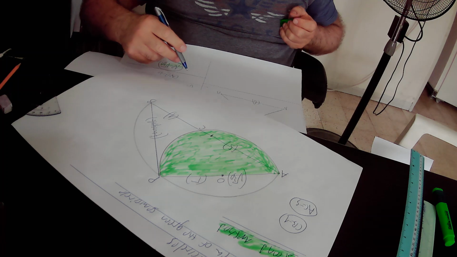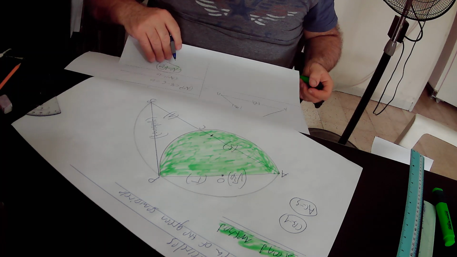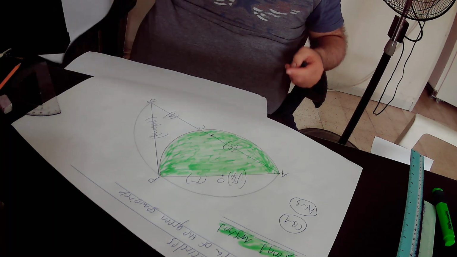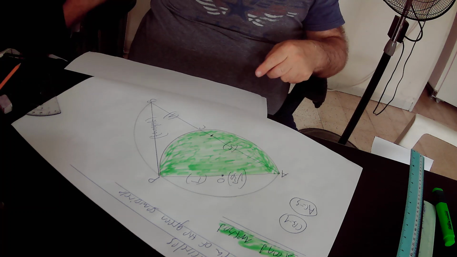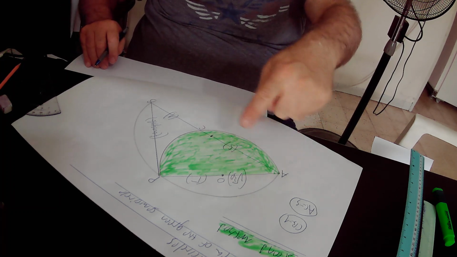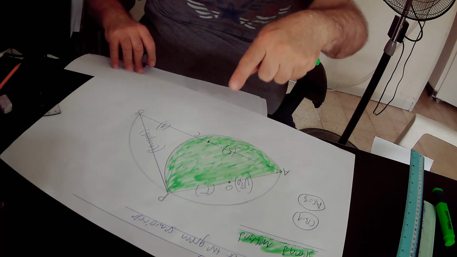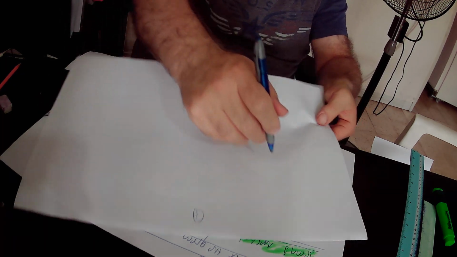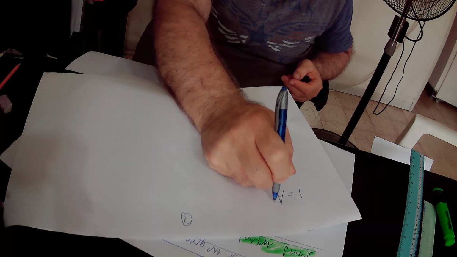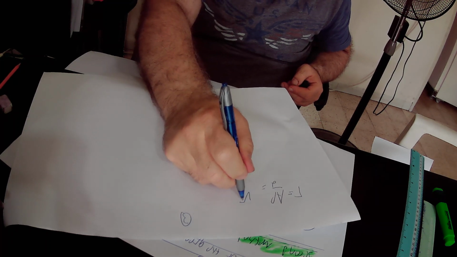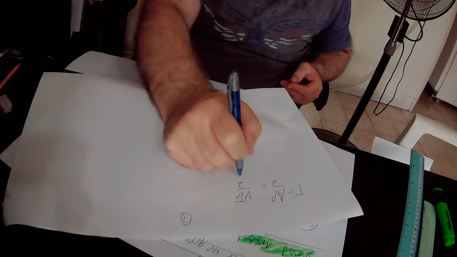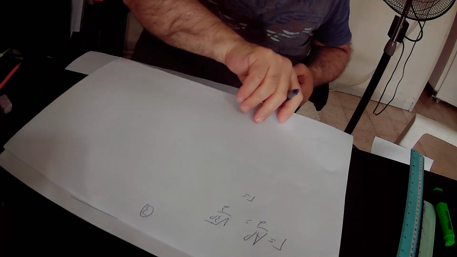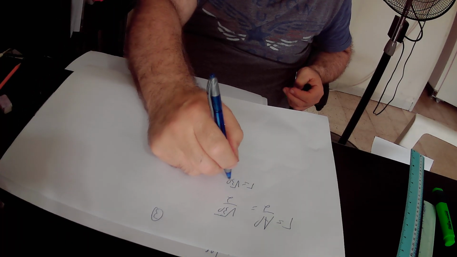If the diameter of the green semicircle equals the square root of 30 units, it means that the radius must be equal to half of it. We define R as the radius of this green semicircle, so the radius must be equal to half of the diameter, AP over 2. AP is the square root of 30, therefore the square root of 30 over 2 is the radius of this green semicircle. So the radius R equals the square root of 30 over 2.